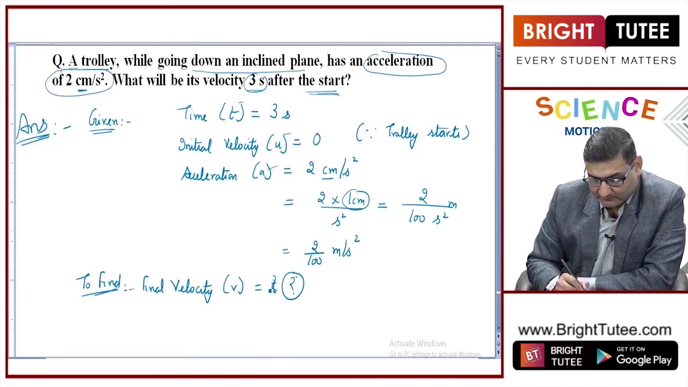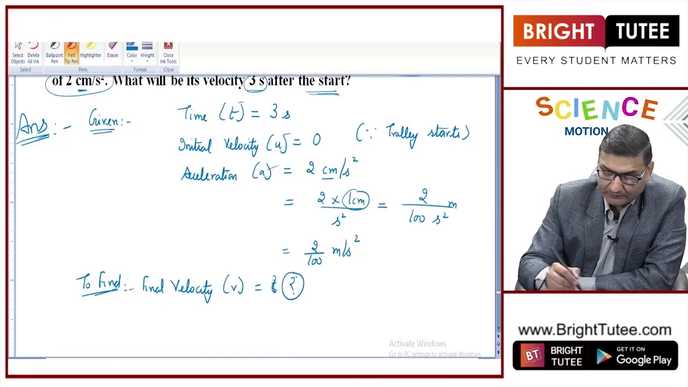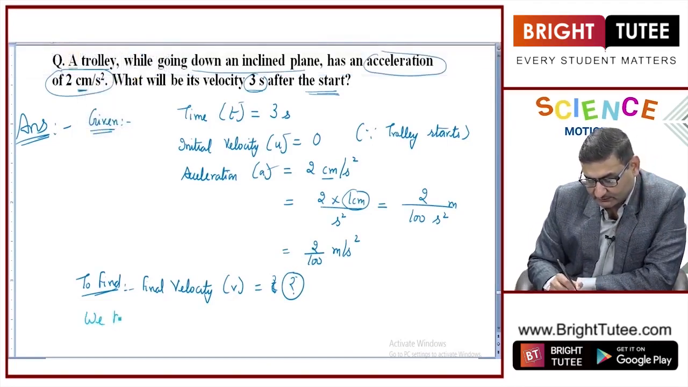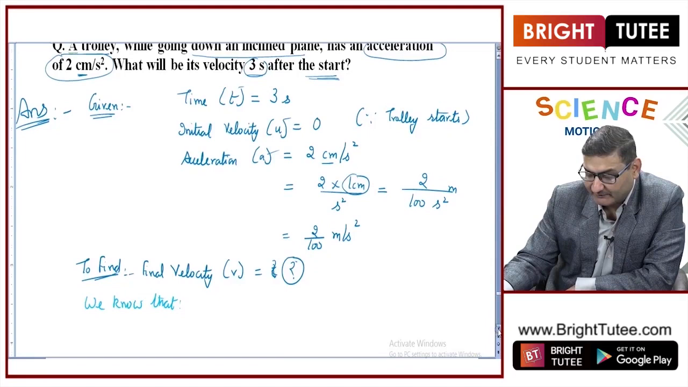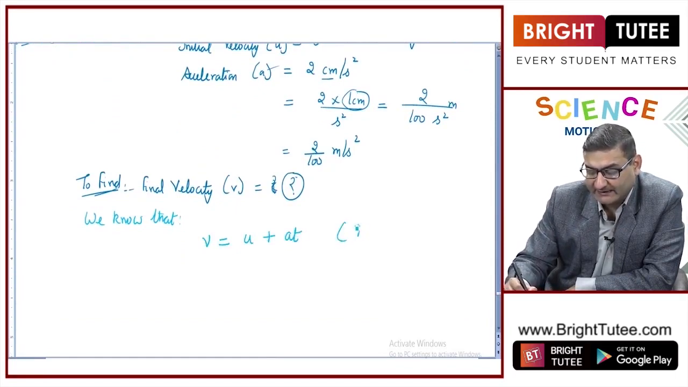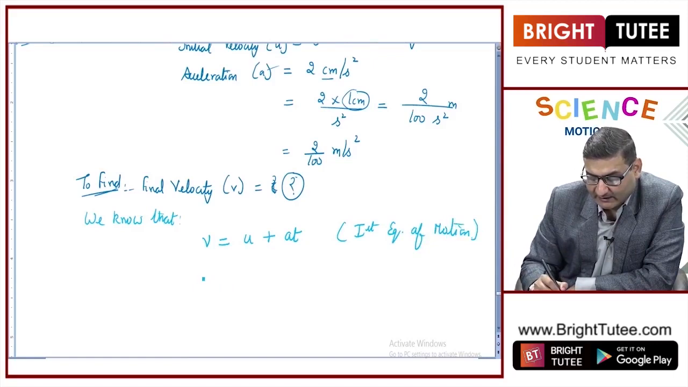How will I do it? We know that we need to apply the equation of motion for doing it. So we know that we can find v from the first equation of motion. We know that v is equal to u plus at. This is our first equation of motion. Now putting the values of u, a and t, what I will get is v is equal to, u is given to be 0 in the question, acceleration we have just calculated as 2 upon 100, multiplied by 3.